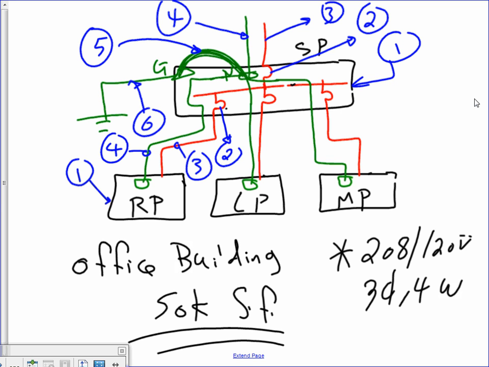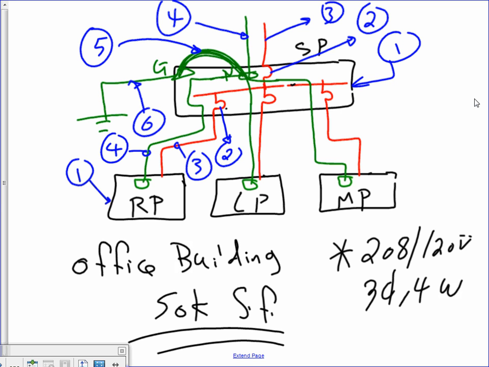So anybody can guess what's in the receptacle panel? Receptacle load. Anybody can guess what's on the lighting panel? Lighting loads. How about the mechanical panel? Mechanical panel, guys, has all the mechanical equipment, heating, cooling, and ventilation. Cool? In our project, I want to remind you guys, we do not have a mechanical panel because we're feeding our mechanical equipment directly from the main panel. Cool?